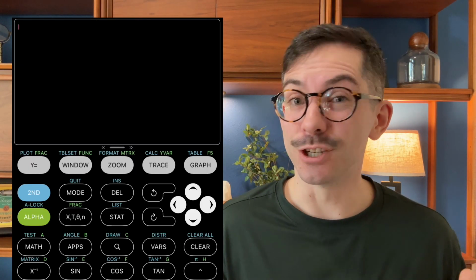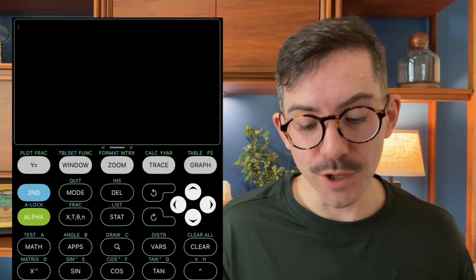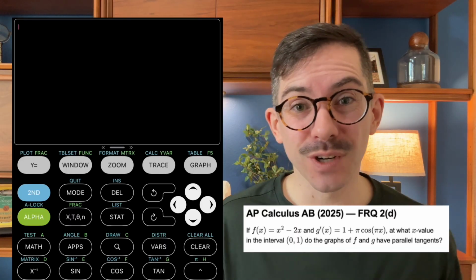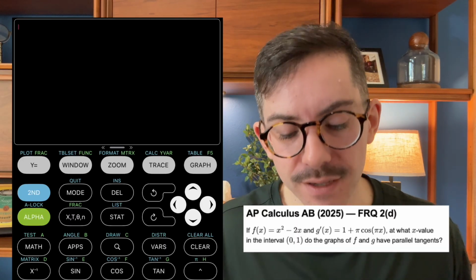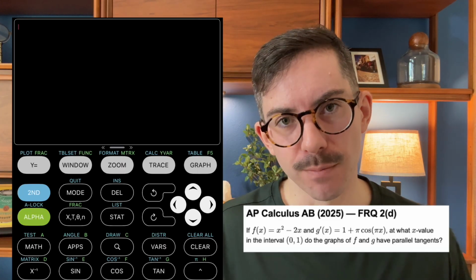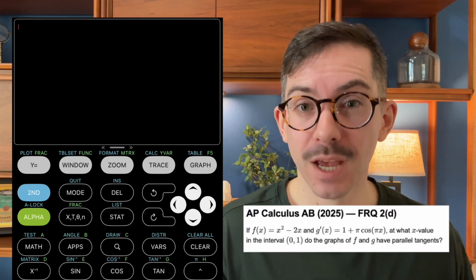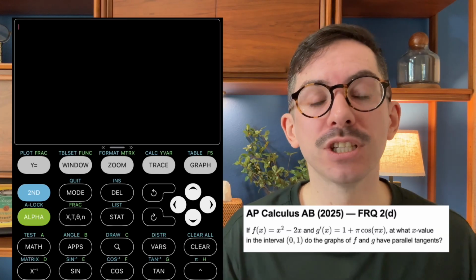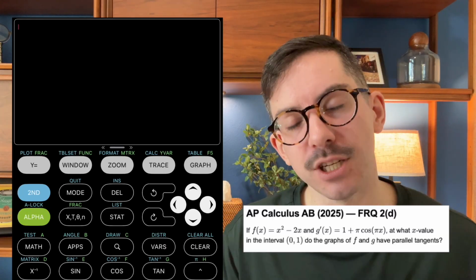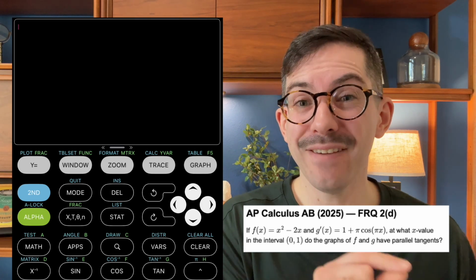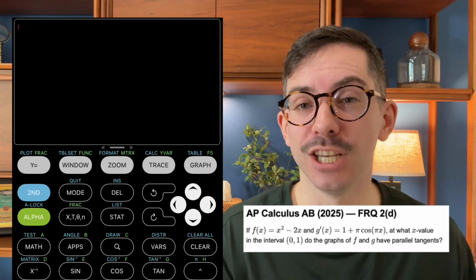What about for finding the intersection of two curves? Well, from the 2025 second free response question, we're given that f of x equals x squared minus 2x, and we're told a rule for g prime, not g, but g prime, and we want to find the x value between 0 and 1, where f and g have parallel tangent lines.